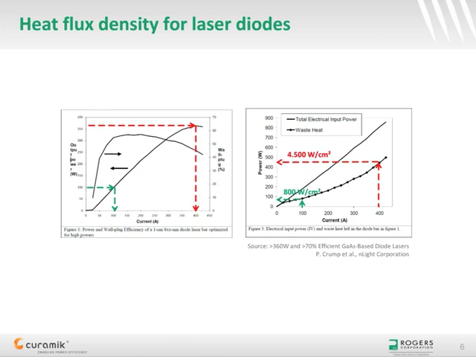If you look now at the red arrows, for 360 watts of optical output power, 450 watts of waste heat is left in the diode. That means 4,500 watts per square centimeter. Again, laser bars generate significant heat flux density.